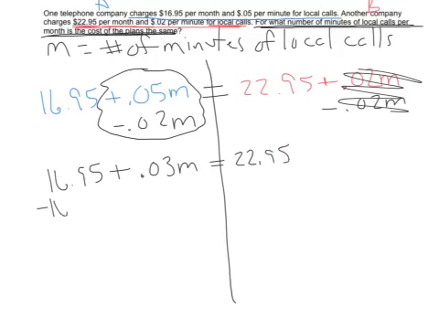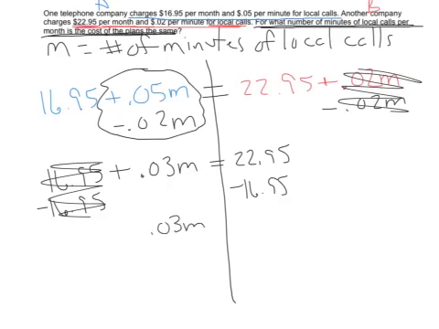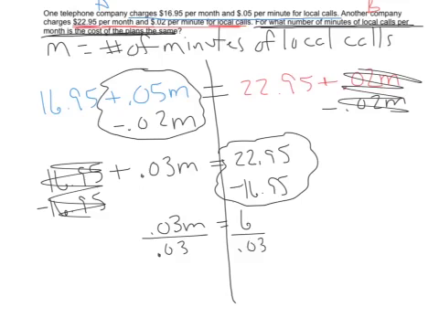Then we're going to get our constants on one side. So we're going to subtract $16.95 from each side. Okay, that will cancel on the left. We'll bring down our 0.03m equals. Now we're going to say 22.95 minus 16.95, and that's going to give us 6. In our last step, we're going to divide to get our variable by itself. So divide by 0.03. That cancels, and m equals 200.